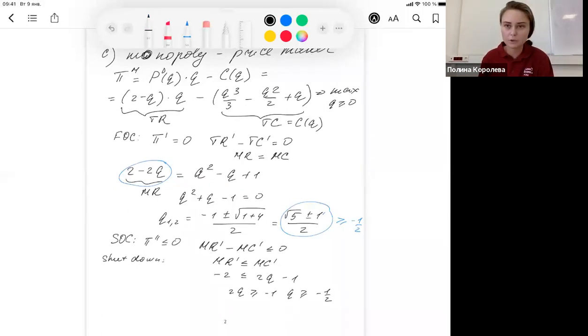We remember this shutdown condition. I will not write it a second time. This is price greater or equal than minimum of average variable cost.